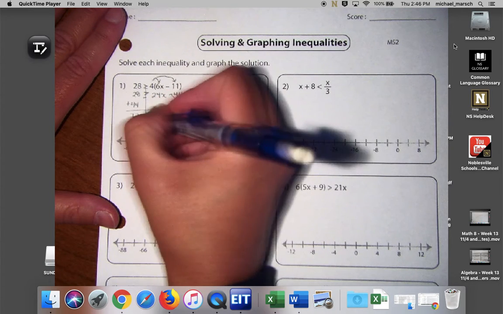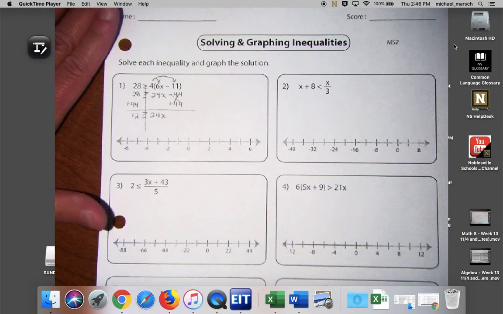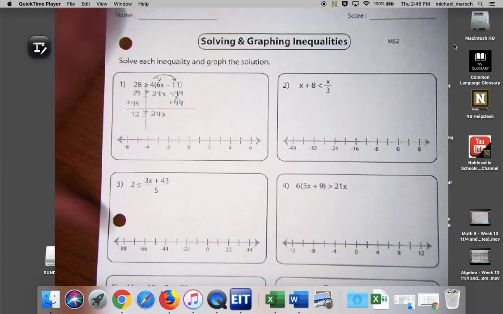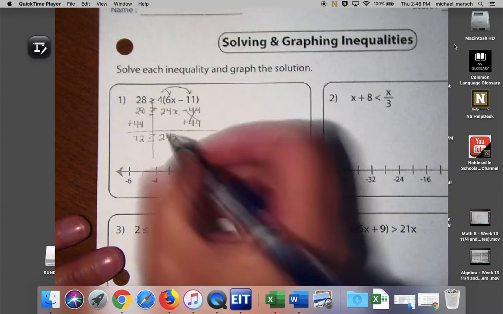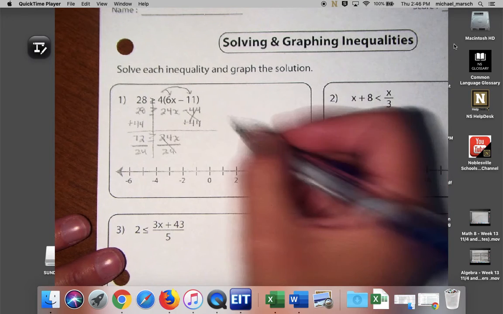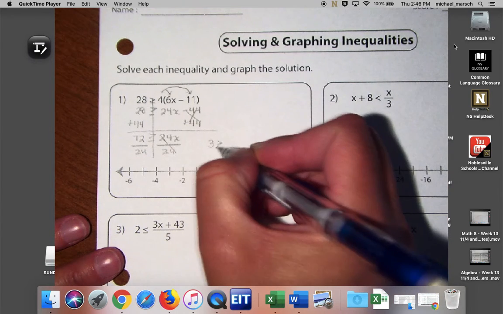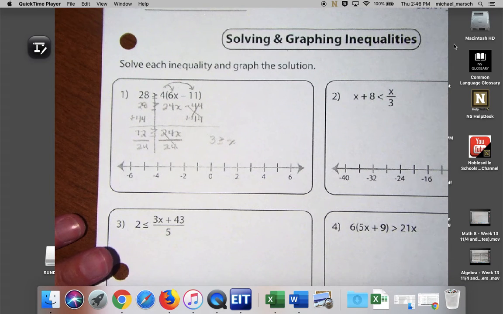I'm going to get 72 is greater than or equal to 24x. Britton, what am I going to do now? You're going to divide. Now I'm going to divide by 24. So I'm going to end up with 3 is greater than or equal to x. And then I want you guys to put your pencils down and look, listen, learn for a second.